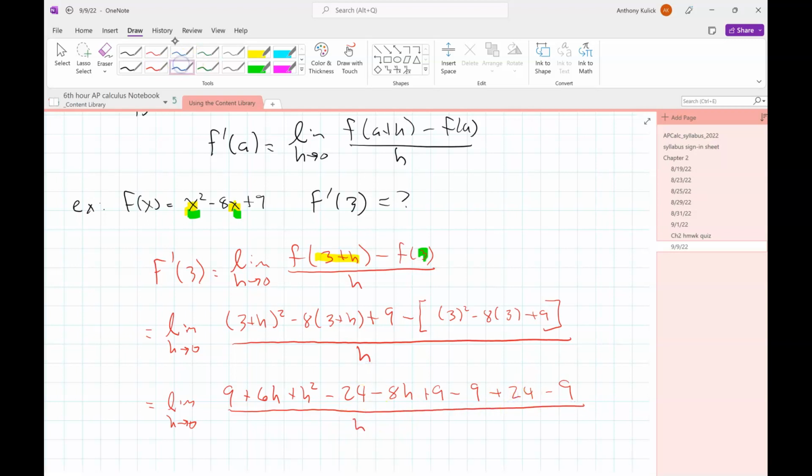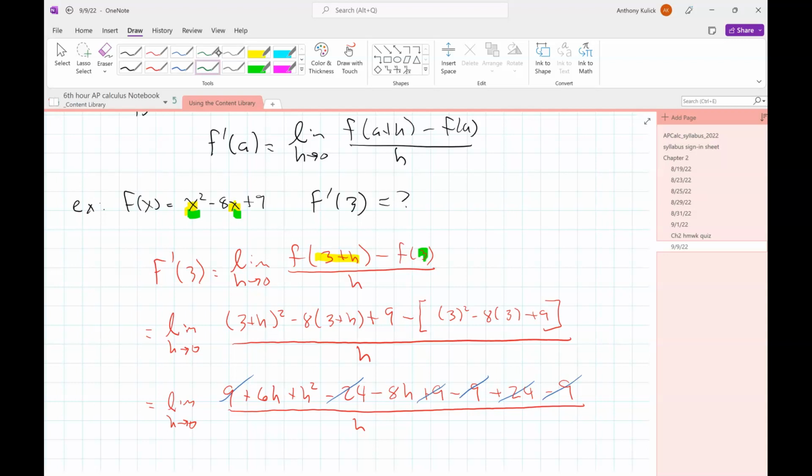Okay. So I foiled everything out, distributed everything through. What do I see? I see I have a plus 9 and a minus 9, minus 24, a plus 24, plus 9 and a minus 9. So those all combined and kind of canceled out. Of the things that are left, what do you notice about the pieces that are left? I have a 6h, an h squared, and a negative 8h.